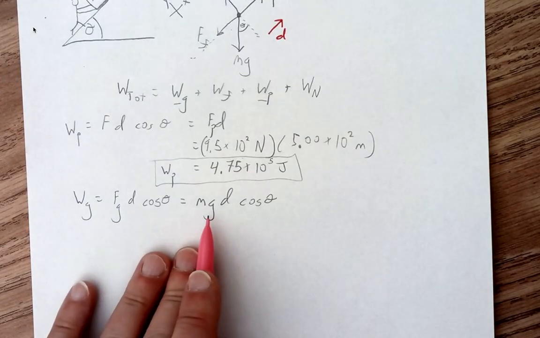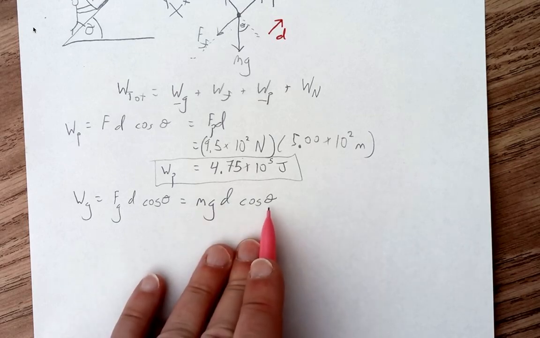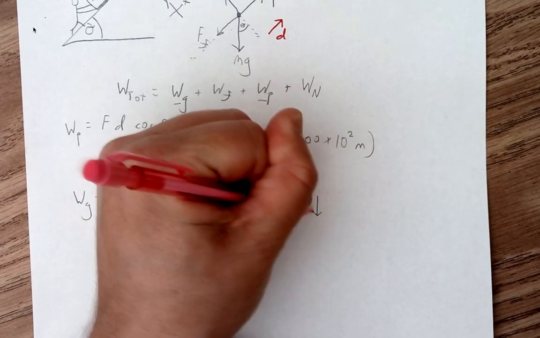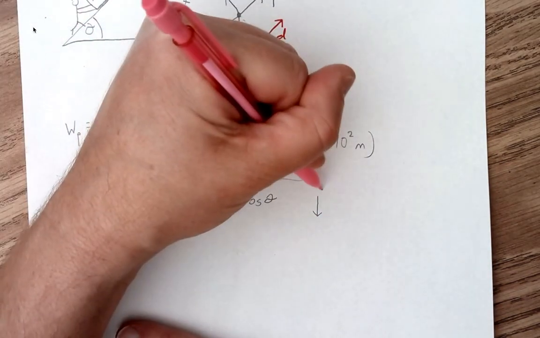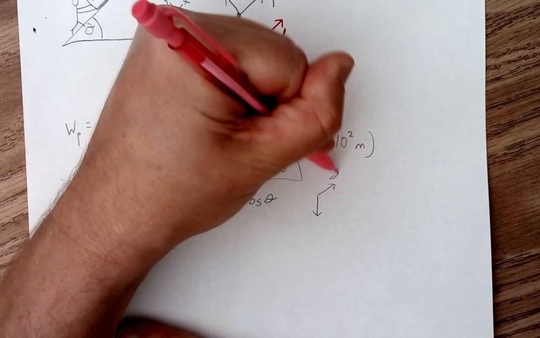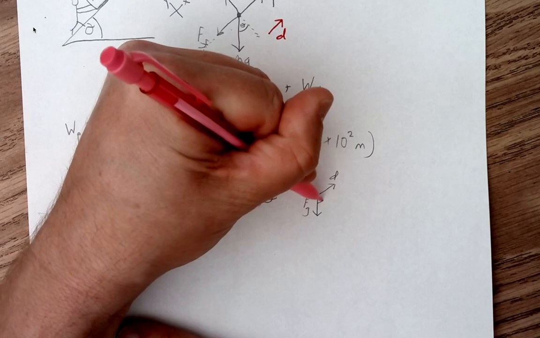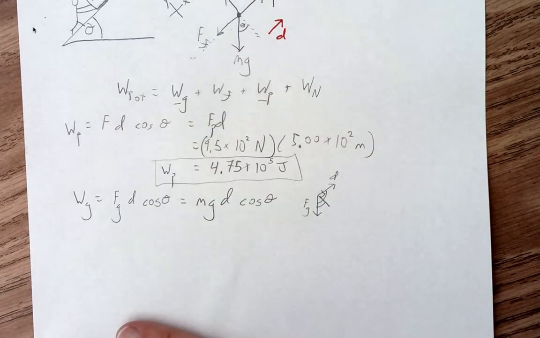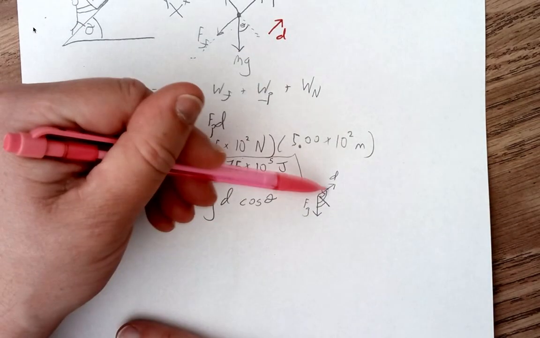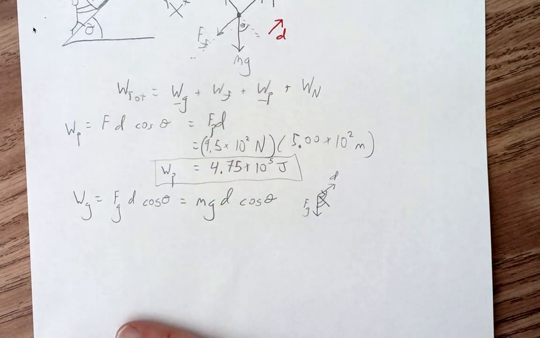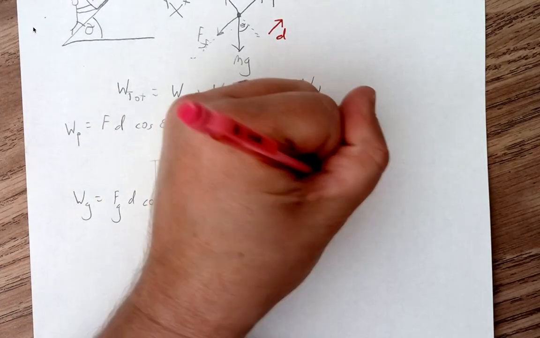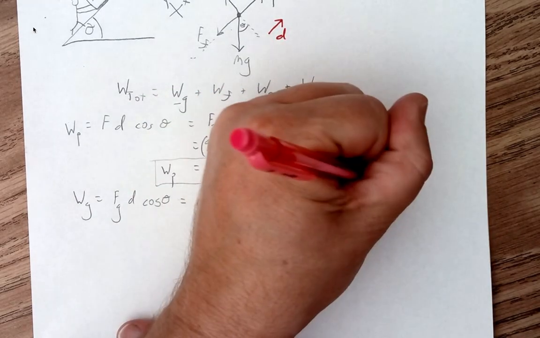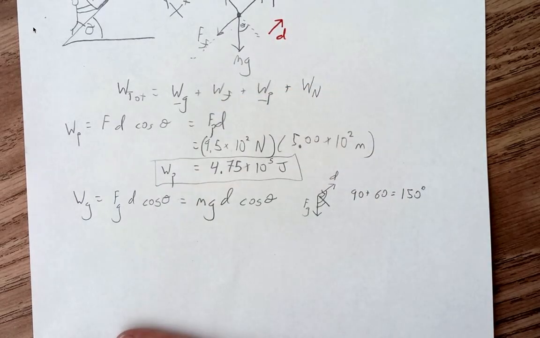So we know m, we know g, we know the distance, so we have to get this angle theta. The force of gravity is going straight down, and the distance that it's moving is separated by a 90-degree angle plus that angle theta. So that's going to be 90 plus 60, so we're going to have an angle of 150 degrees.